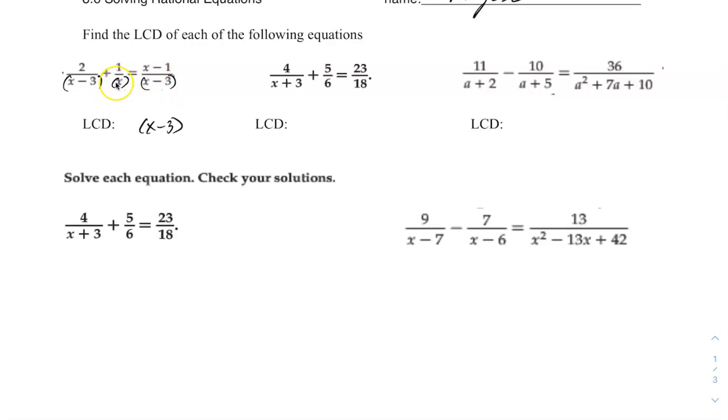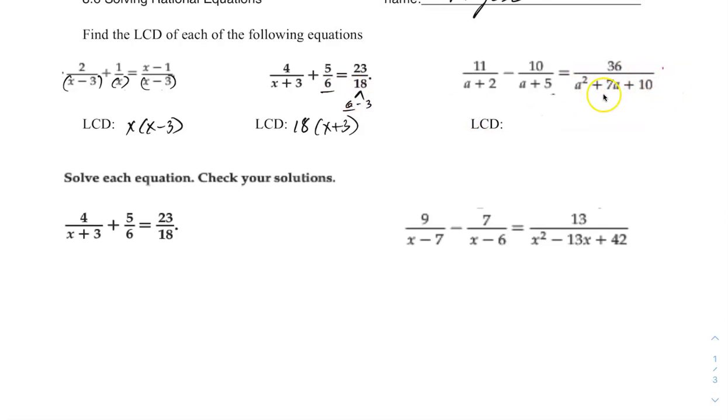And I need an x by itself. So there's my LCD. Next one, I need x plus 3. Now I have 6 and 18, so I have to figure out the smallest thing that 6 and 18 both go into. They actually both go into 18. If you want to do the break it down method, 18 is 6 times 3, and this is just 6, so you need one of each. So I need a 6 and a 3, so I need 18.